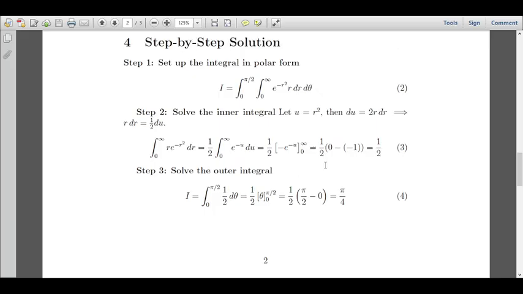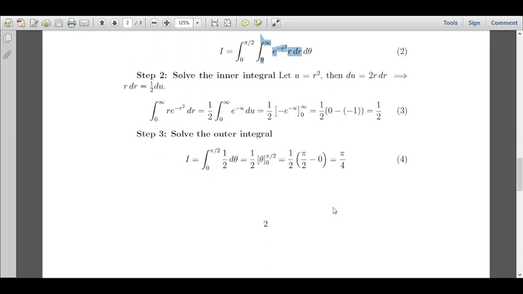Now substitute this 1 by 2 here and solve for the outer integral 0 to pi by 2 d theta. So integral 0 to pi by 2, our inner integral value is 1 by 2 d theta. 1 by 2 is constant, integral d theta is theta, substituting the upper limit pi by 2 into 1 by 2, which is pi by 4.